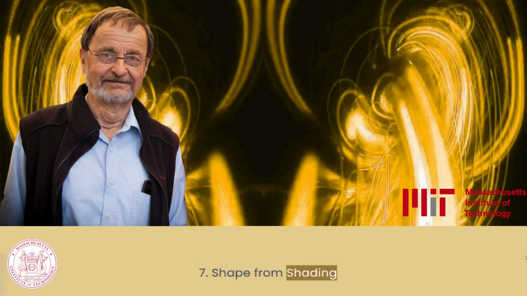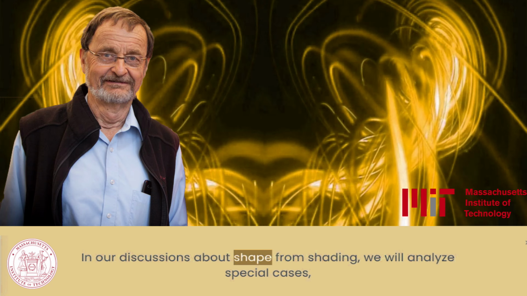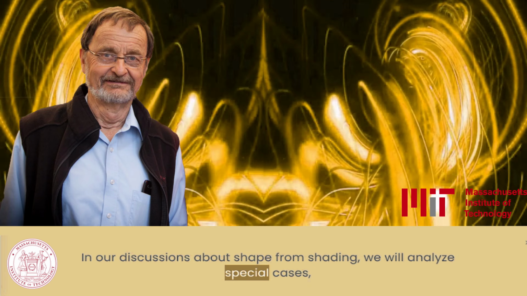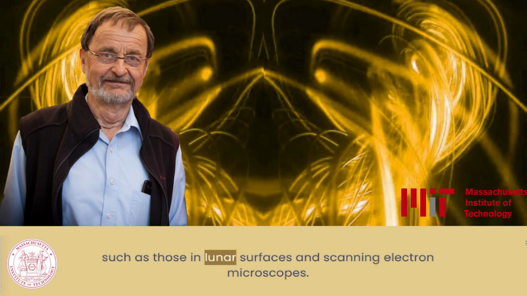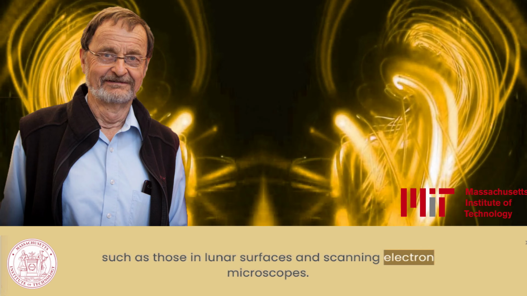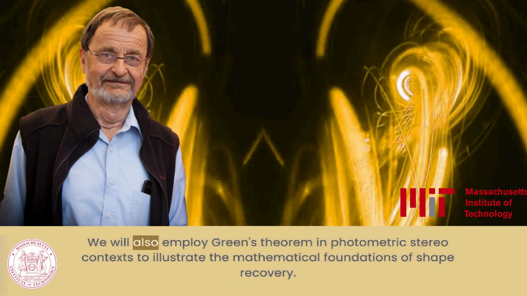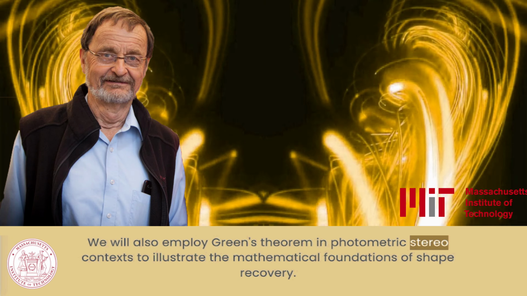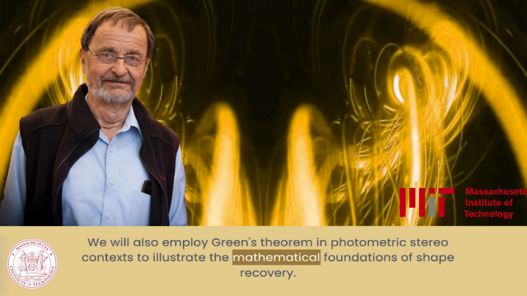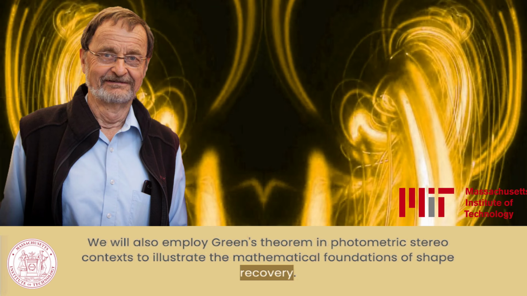7. Shape from shading. In our discussions about shape from shading, we will analyze special cases, such as those in lunar surfaces and scanning electron microscopes. We will also employ Green's theorem in photometric stereo contexts to illustrate the mathematical foundations of shape recovery.